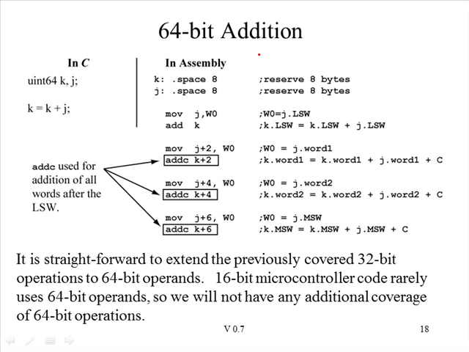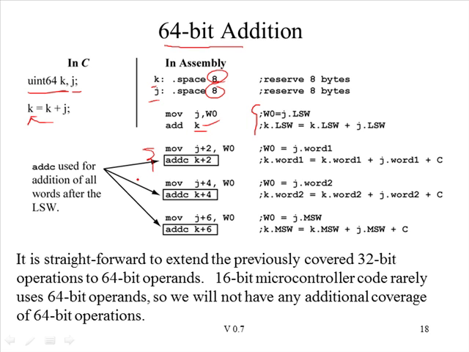Let's take a quick look at 64-bit operations. Here we're going to do a 64-bit addition. We declared k and j as uint64, and we're going to add k plus j, stick the result in k. So first of all, we're going to need to declare a space for k and j. We'll need 8 bytes for each. This is twice as many as needed for 32-bit variables. We're then going to add the least significant word of j to k and store the result in k.